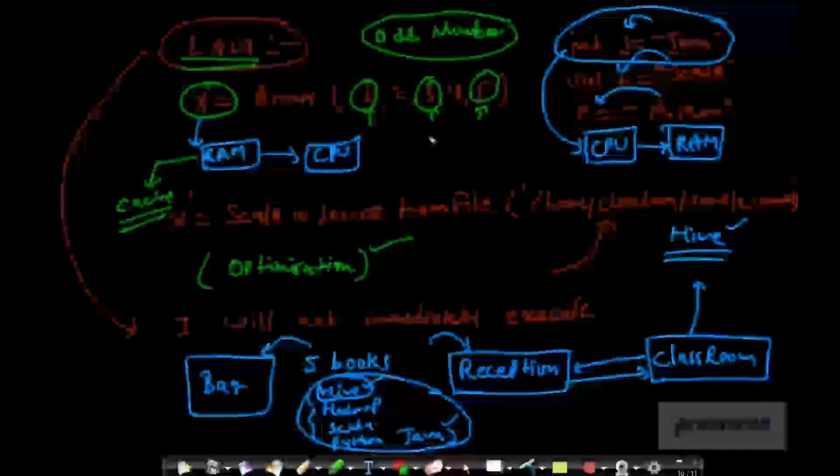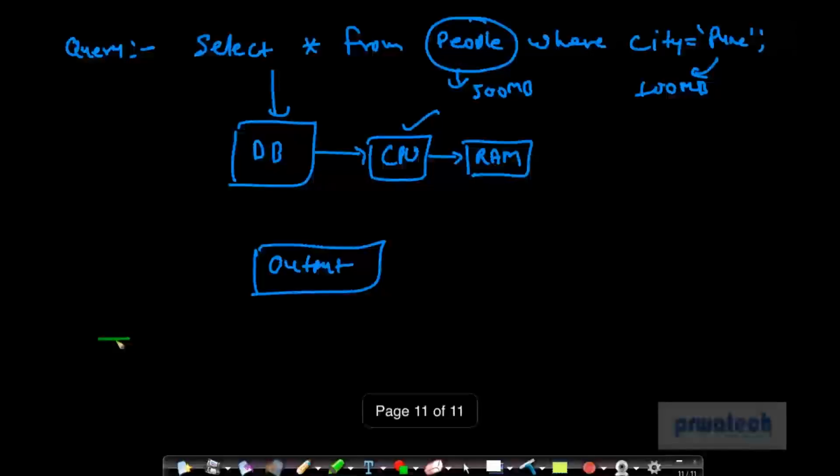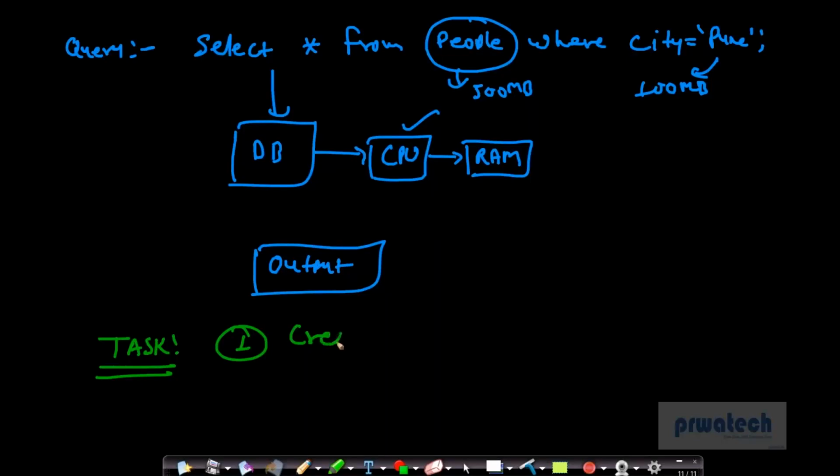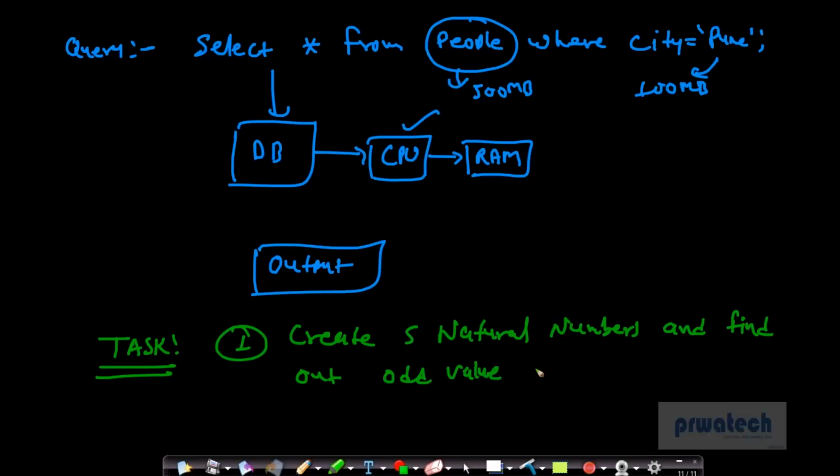How I'm taking these three values, I'm ignoring the even numbers because I don't need even numbers. My question itself is saying that; let me write the task. My task is this: create 5 natural numbers, and find out the odd values and square them.